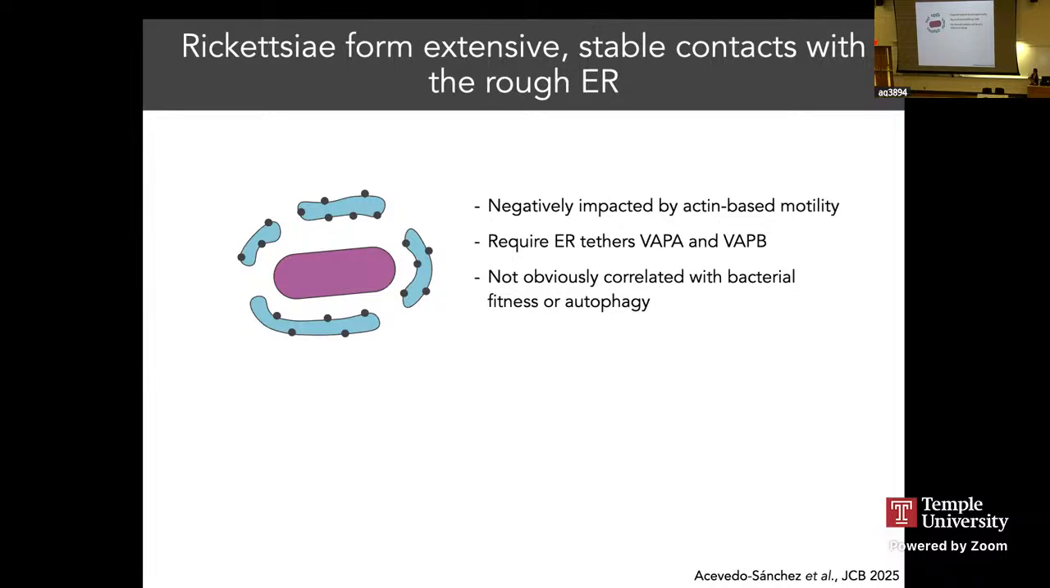We've been able to identify on the host side the factors that are critical for this process. And what we know so far is that it's not obviously correlated with fitness. You know, if the bacteria are making this interaction or not, the bacterial burdens are identical, at least under the cell types and conditions we've tested so far. We have not been exhaustive, so we are still very much interested in this question. We've also shown that it has nothing to do with autophagy. So this is not a way for the host to try to clear this pathogen.